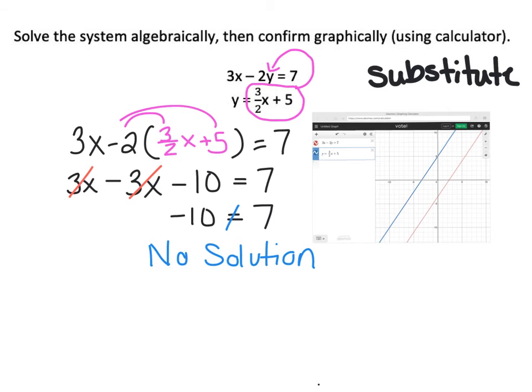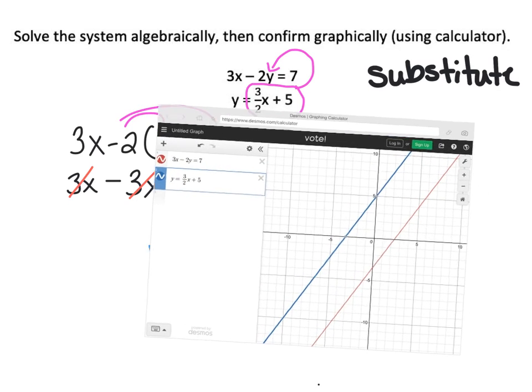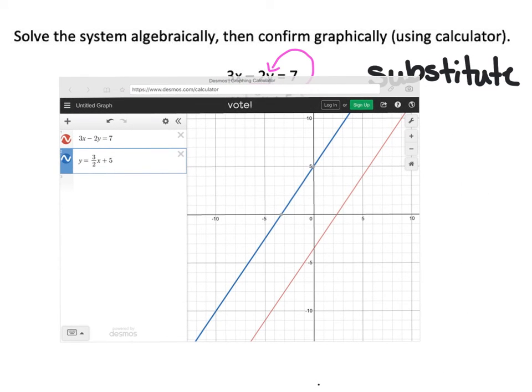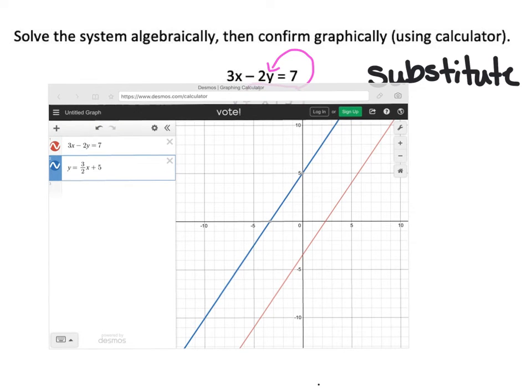So what I've just done to verify this is I've used the website desmos.com that has a really nice graphing calculator. This is not one that can be used on standardized tests, but you do not have to change your equations to slope-intercept form in order to see this. I can type it in just as they were given. I can see I have two parallel lines, therefore it's no solution, just like I got algebraically.